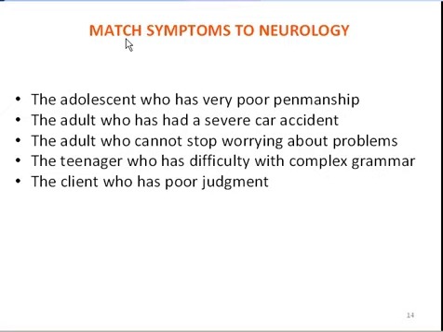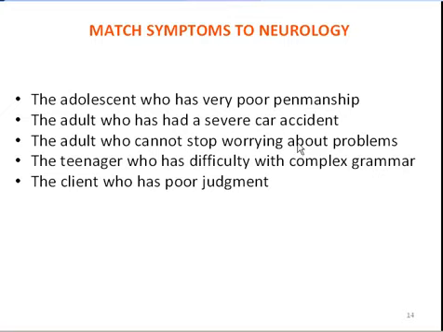Let's consider a test. What if we were to match symptoms to neurology? If you had an adolescent that you were treating who had poor penmanship, why, you'd expect poorly functioning sensory motor circuit or cortex. An adult who has a severe car accident, expect slowing in the temporal lobes.